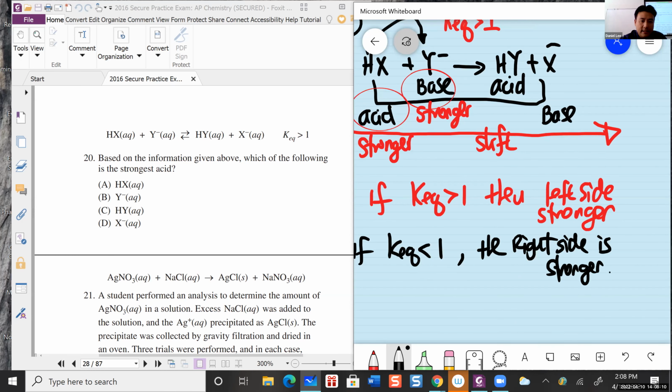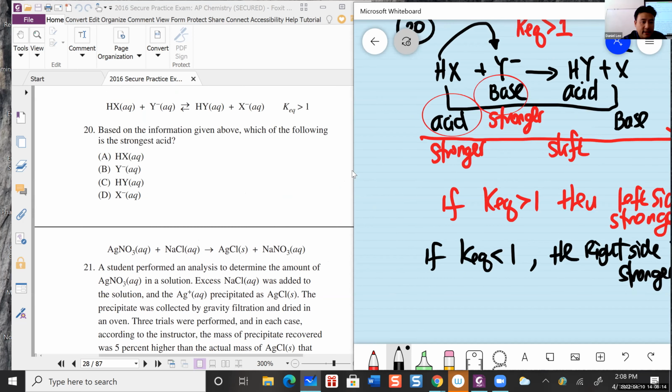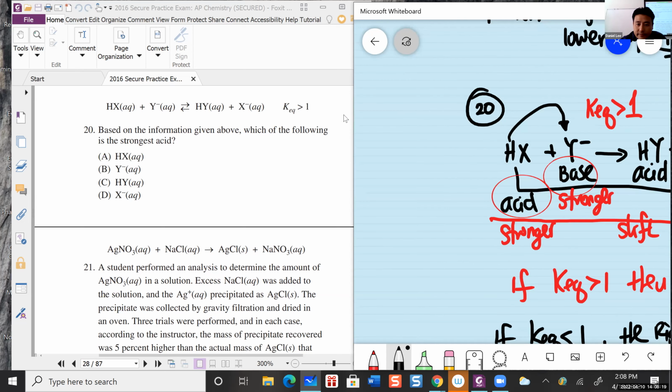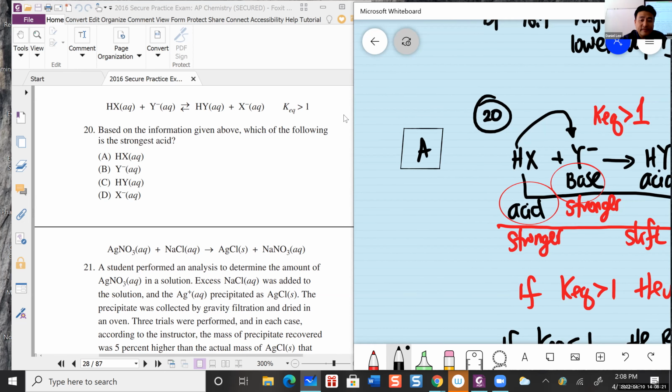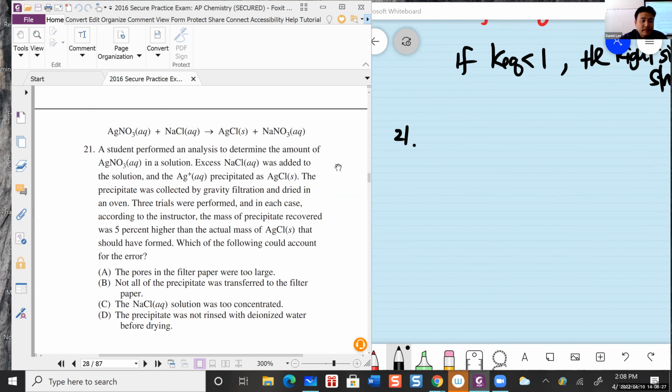Okay, so number 20, who's the stronger acid? The left side. So HX is stronger. So 20 is A. Okay, 20 is A. Okay, 21.